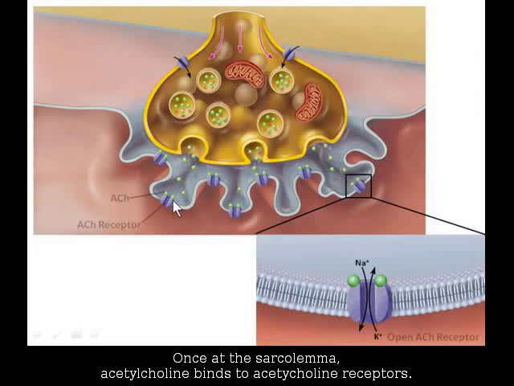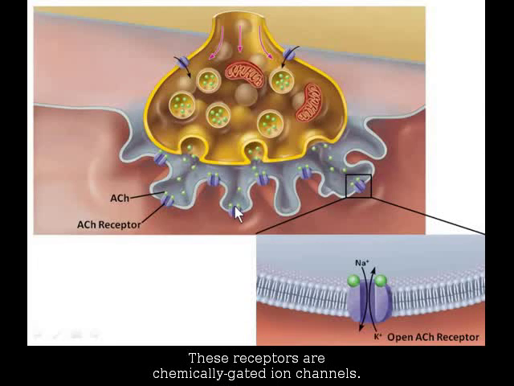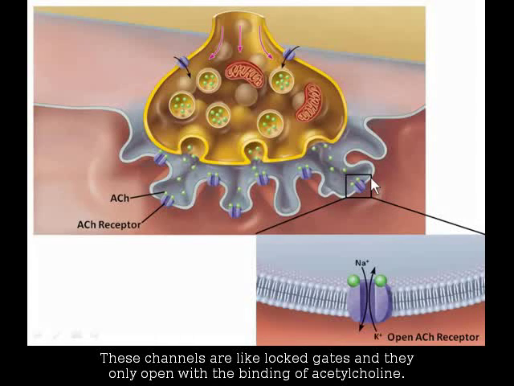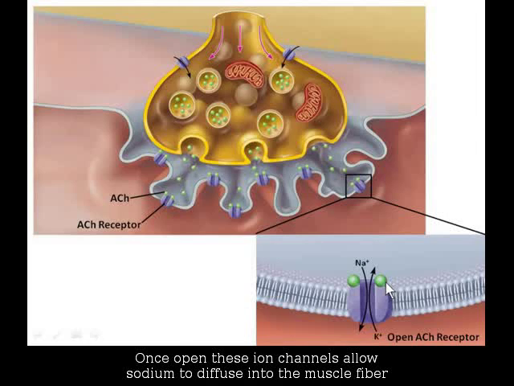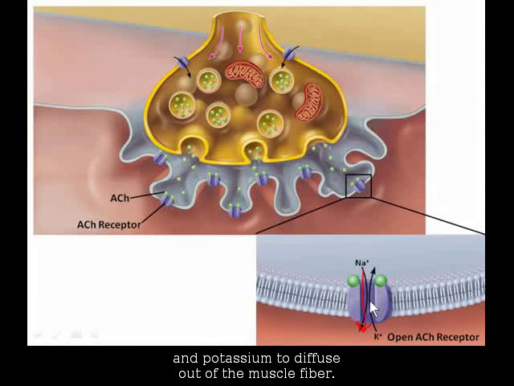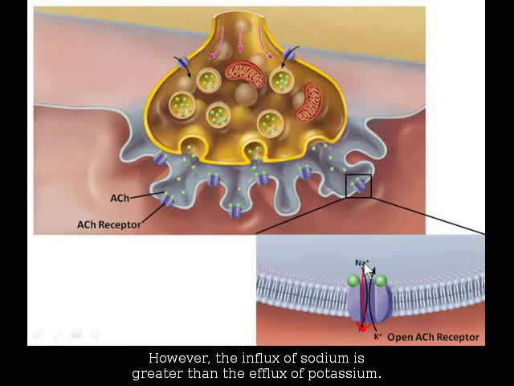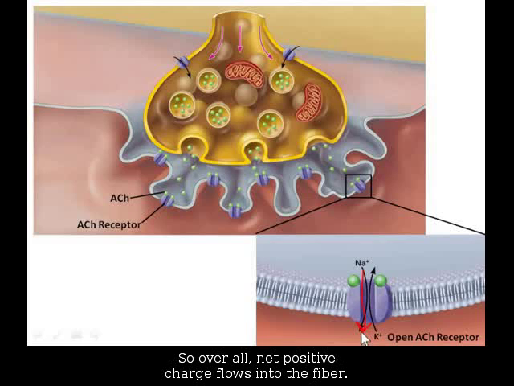Once at the sarcolemma, acetylcholine binds to acetylcholine receptors. These receptors are chemically gated ion channels. These channels are like locked gates, and they only open with the binding of acetylcholine. Once open, these ion channels allow sodium to diffuse into the muscle fiber and potassium to diffuse out of the muscle fiber. However, the influx of sodium is greater than the efflux of potassium, so overall, net positive charge flows into the fiber.